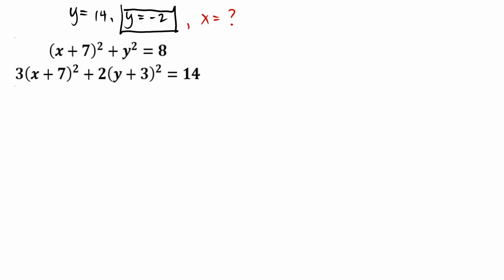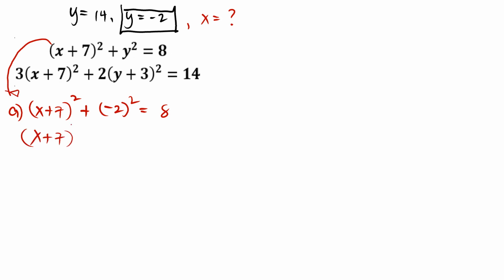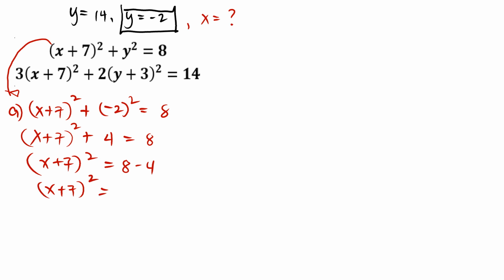So let us just use equation A, because this is easier compared to equation B. So x plus 7 squared plus our y, which is negative 2 squared, is equal to 8. This is referring to our equation A. For that, we have x plus 7 squared plus negative 2 squared, which will be 4, is equal to 8. To further simplify, we have 8 minus 4. So x plus 7 squared is equal to 4.